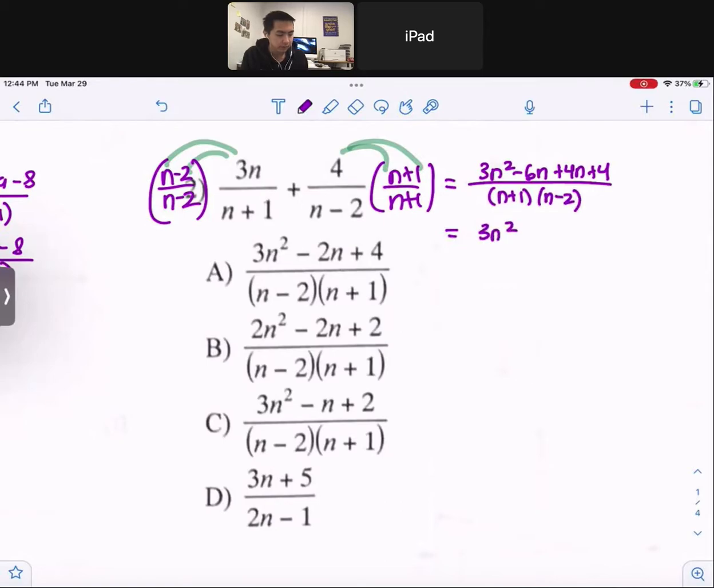Simplify the top, and you guys get 3n squared minus 2n plus 4 all over n plus 1 times n minus 2. So for this one, the correct answer looks to be A.